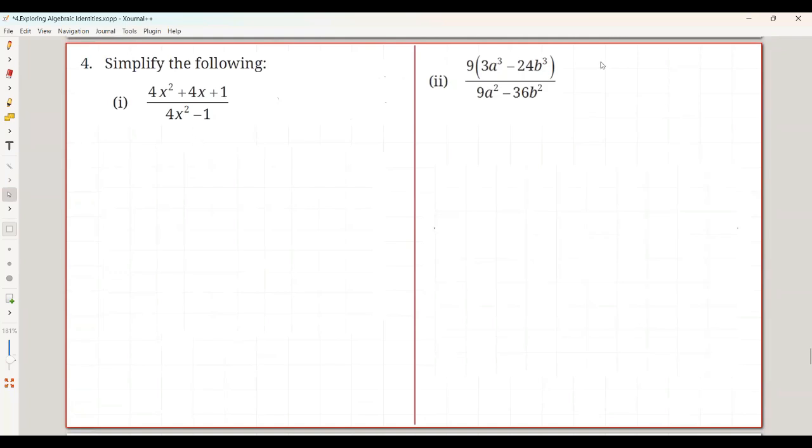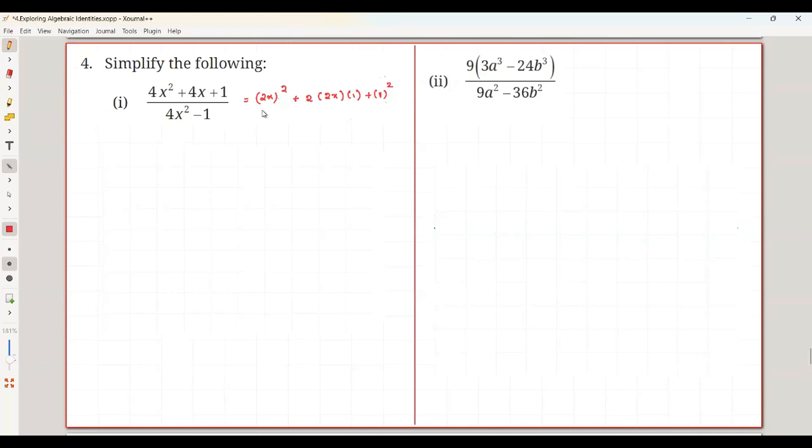Okay, question number 1: 4x square plus 4x plus 1 divided by 4x square minus 1 is given. For the numerator, 4x square is a perfect square, 1 is also a perfect square. This is in the form of a square plus 2ab plus b square, so this can be written as 2x the whole square, a square, plus 2ab, 2 into the a value, plus b square, which is 1 square. If you expand this, you get this.